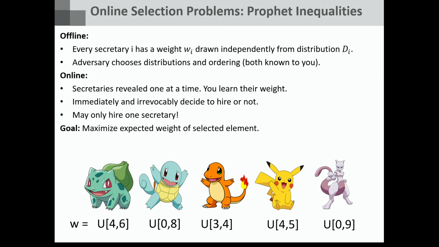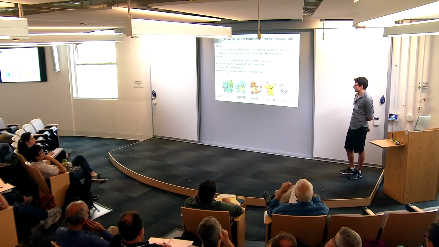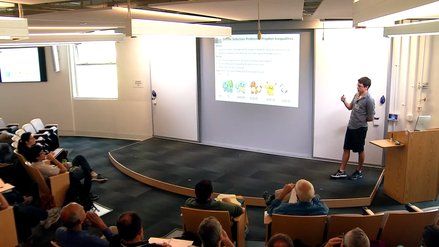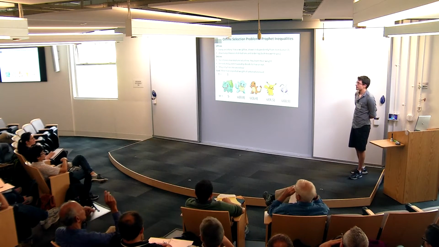And in time step 1, Bulbasaur will be interviewed, and you'll learn that his weight is 5. And you'll decide that's not good enough. You think you can do better in the future. So is there a cost in seeing more and more candidates? There is no cost to see more candidates, but the only way you get to see more candidates is if you don't hire anyone. So the cost is that you don't get to go back to the candidates who were better before.